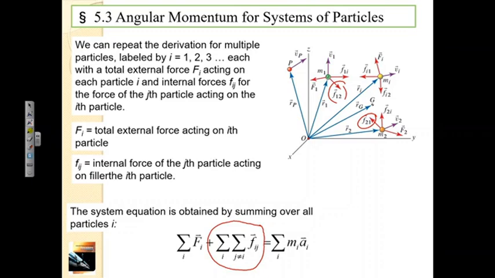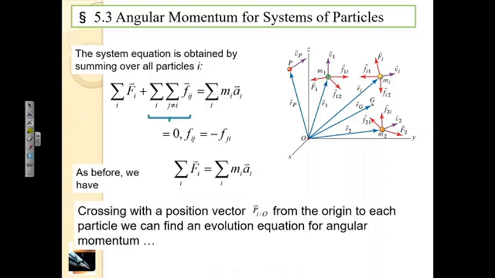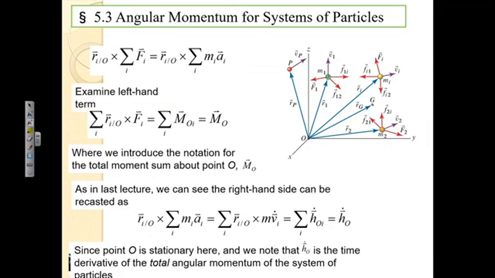So when we do r cross f internal, even though they have different positions, different lengths, I don't have to worry about those internal forces for angular momentum. And that's what this is saying. Let me jump to my half-truth.